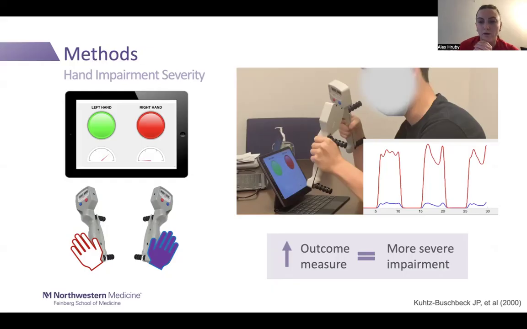But altogether, we've got, I think, 35 participants, around half of which are individuals with hemiplegic CP, and half are typically developing kiddos and young adults. We do have some adult data. It's not as fleshed out as our kiddos and young adults, but something that we're looking to get into a little bit more.